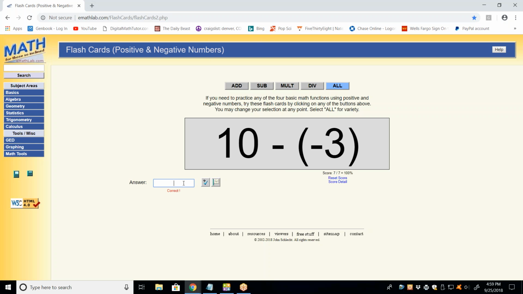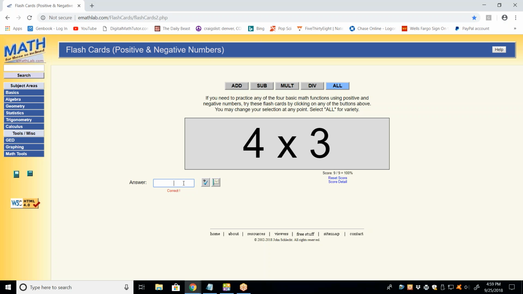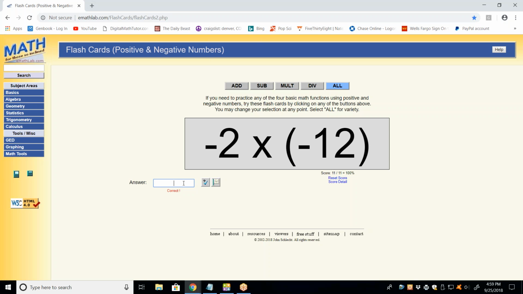This one? Positive. Positive what? Positive 13. Okay. Again? 8. Again? 12. Again? 2. Again? Sign first? Negative.